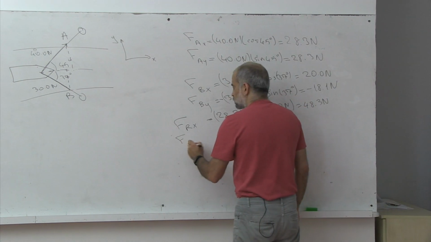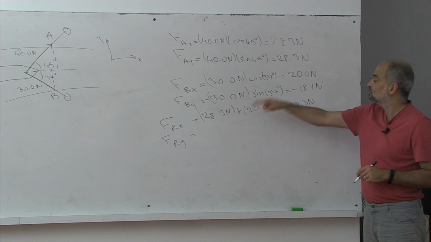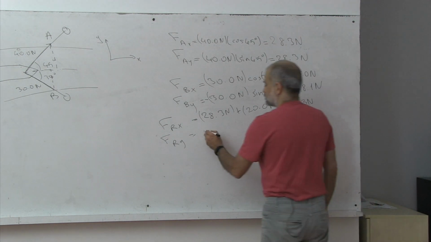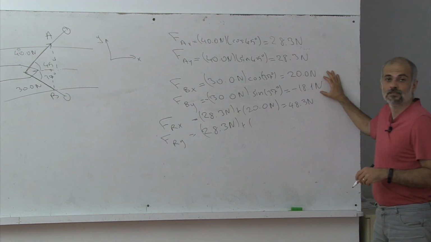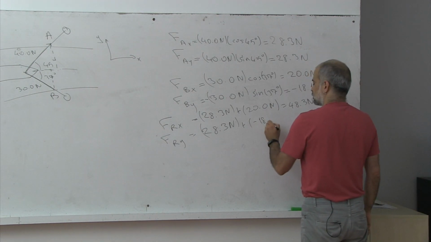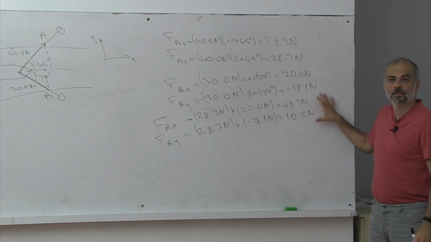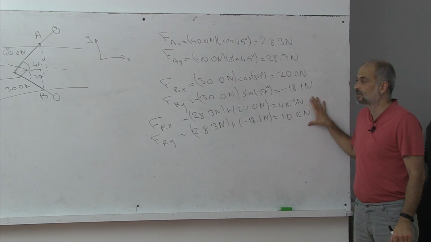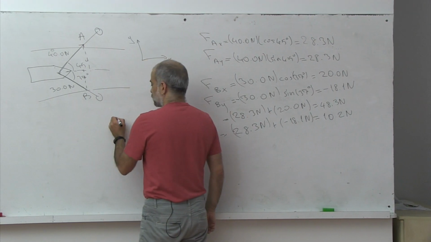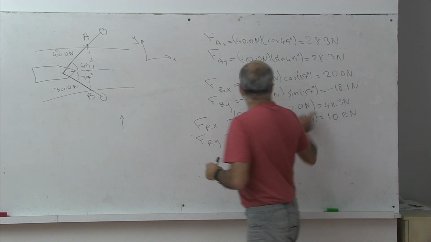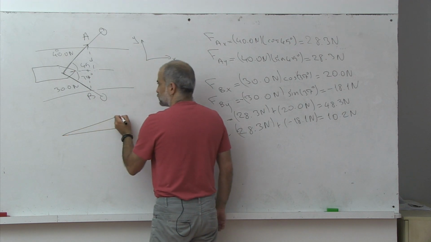The y component is similarly the sum of the y components of the forces forming this resultant force, 28.3 newtons plus minus 18.1 newtons, or 10.2 newtons. So now we know the components of the resultant force vector. The y component will be small. The x component is 4 times the y component. So this will be our resultant force.